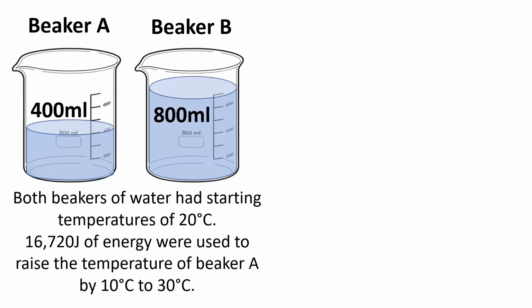Right, you might get an exam question that looks like this. So here you have two beakers, beaker A and beaker B. Beaker A contains 400 millilitres of water and beaker B contains 800 millilitres of water. Now, both beakers of water had starting temperatures of 20 degrees C.